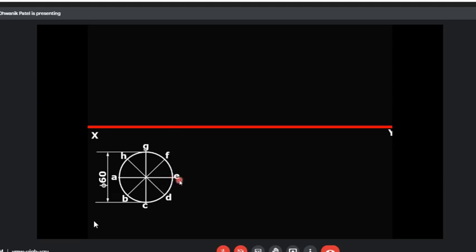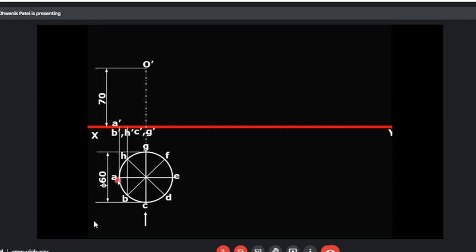Next step, you will draw the elevation. To draw the elevation, the axis of the cone is given as 70 mm. This is your apex point. You will draw the vertical projections. Take a distance of 70 mm from the XY line and then draw the elevation. First draw the 70 mm center line, then draw a vertical projection from each point and mark it on the XY line, and complete the elevation.